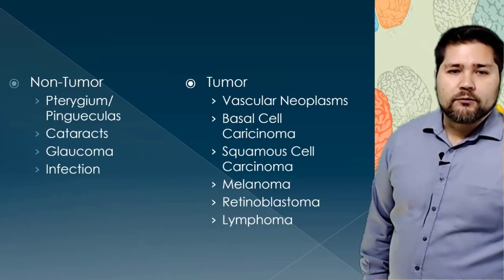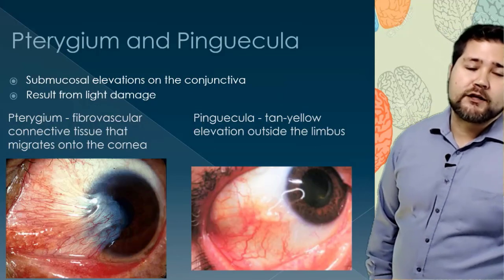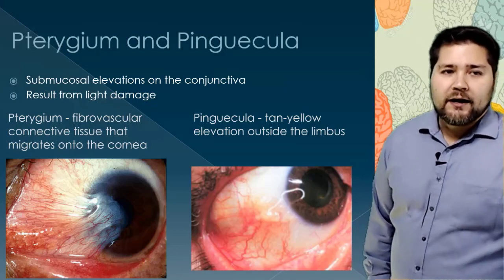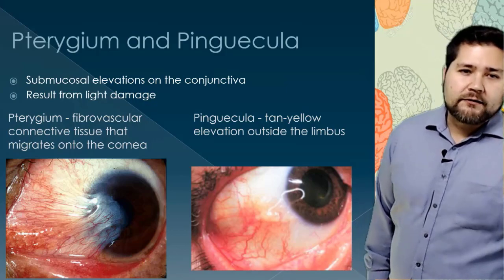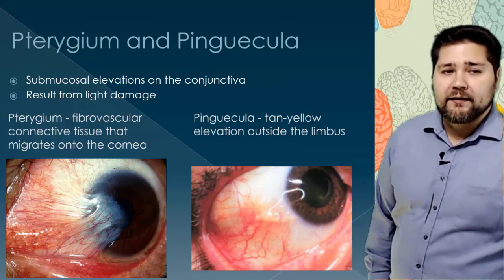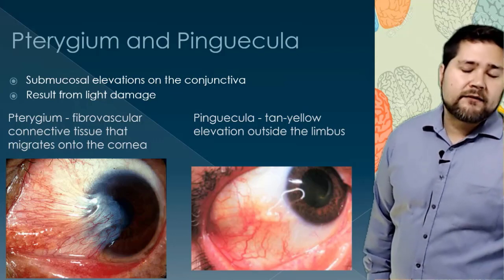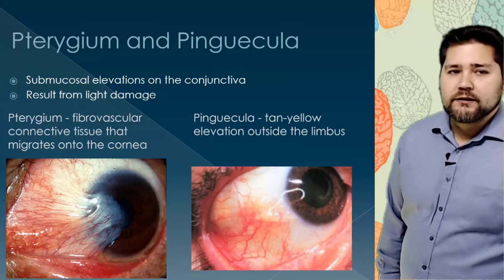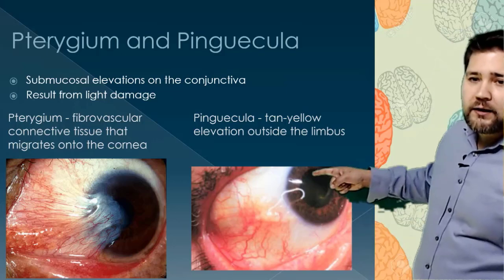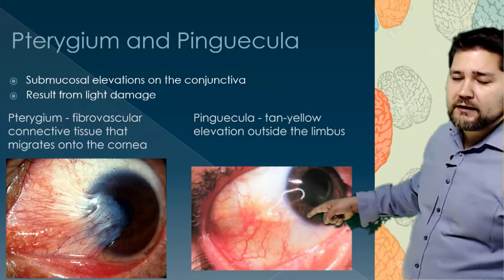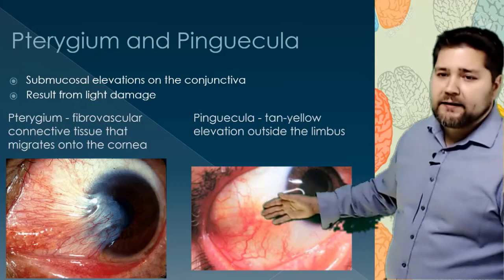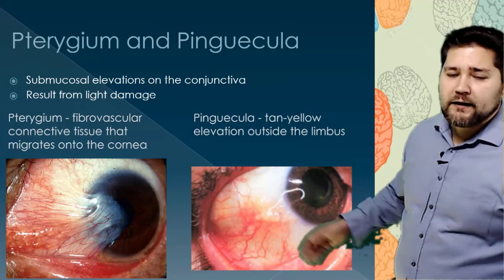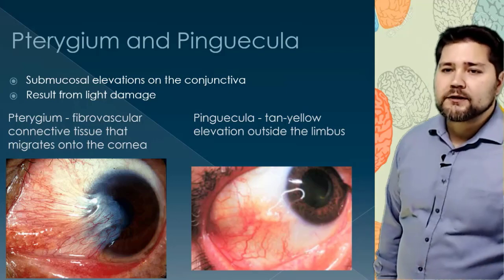So starting with non-tumor, we'll look at pterygiums and pinguiculas. Now, other than just being really difficult to say for most people, it took me a while to get practice, overall these are relatively benign and common pathologies. You can think of them as essentially being sunburns on your eye, and the difference is really just in the location. So pinguiculas are actually going to be located on the outside of the limbus, the limbus being the border here. On the outside of that, on the sclera or the bulbar conjunctiva, you'll see this growth of mucosal tissue, which is going to be the pinguicula.